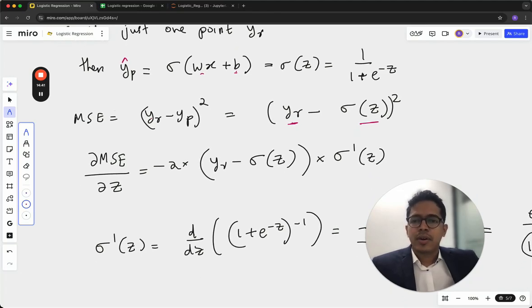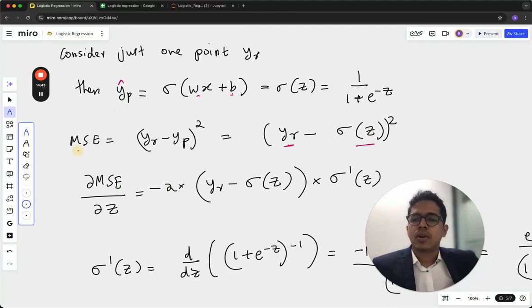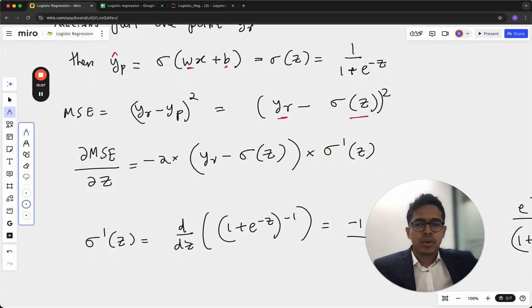Now, what are we trying to do here? We are trying to reduce or minimize the mean squared error while we optimize for W and B. So the fact that we are writing the equation in terms of Z is implicitly making you optimize the terms W and B. So basically, if you want to optimize, you first try to calculate the derivative: dou MSE by dou Z, which is the partial derivative of mean squared error with respect to Z.